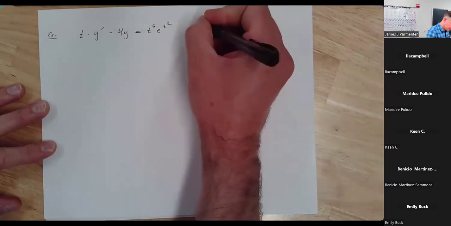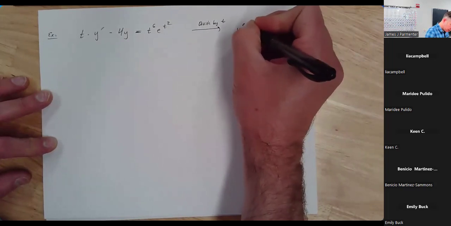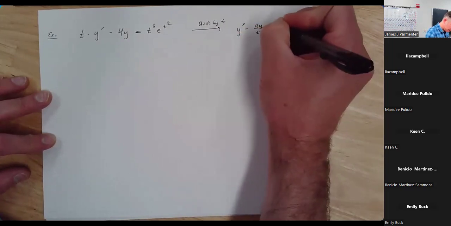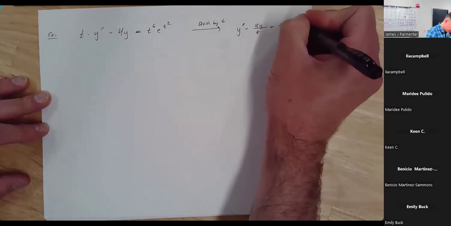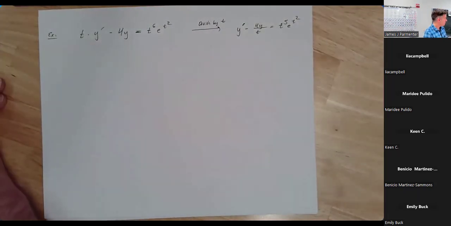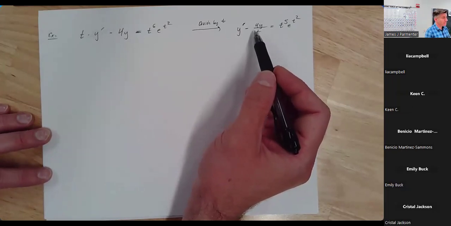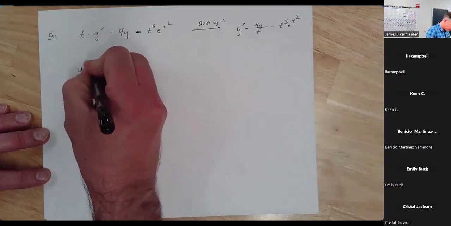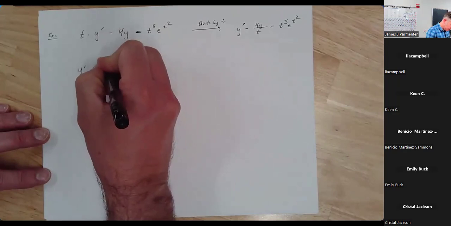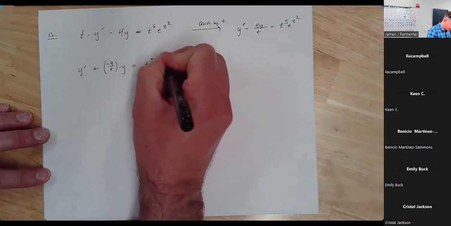So divide by t to get y prime minus 4y over t equals t to the 6th divided by t, which is t to the 5th, so t to the 5th e to the t squared. I don't love the way this is written here. I find it's especially misleading when there's a negative sign there. So if I was rewriting this, I would write it as y prime plus negative 4 over t times y equals t to the 5th times e to the t squared.